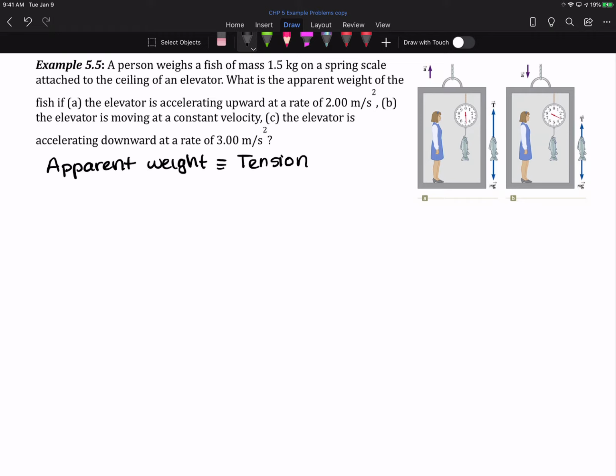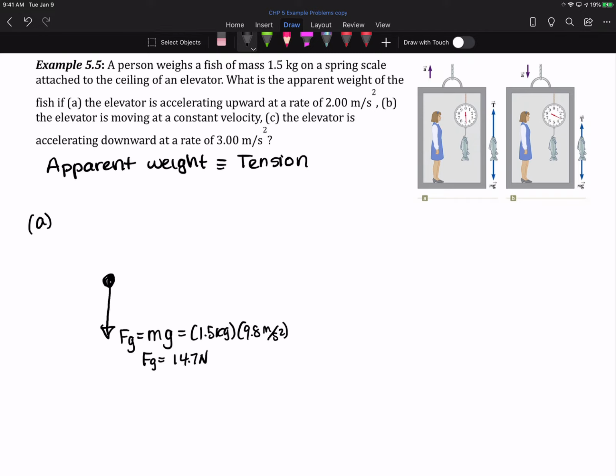Okay, so what I'm going to do here is just draw a picture, sort of redraw the picture of the fish. So for the first part, for part A, if I draw a free body diagram for the fish, I have the actual true weight of the fish from the force of gravity, which is acting down, and that's just mass times gravity. So that would be 1.5 kilograms times 9.8 meters per second squared. And so the force of gravity is just 14.7 newtons.